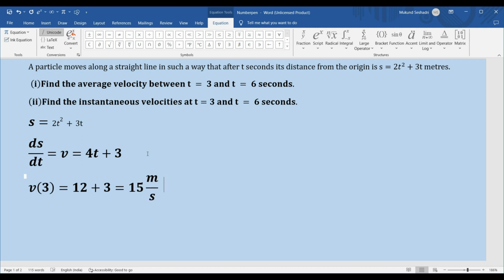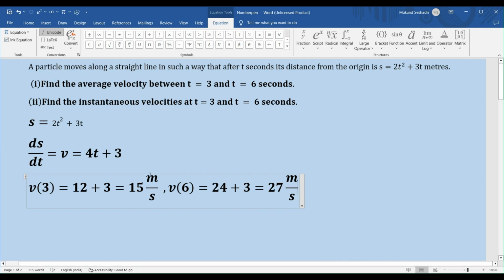Okay, and then I go to my t equals 6, and let me call it v of 6. What does it call for? It just calls for substitution of t equals 6 in the equation 4t plus 3, and that gives me 24 plus 3, which is equal to 27 meters per second, right? So there we have the answer for part 2.